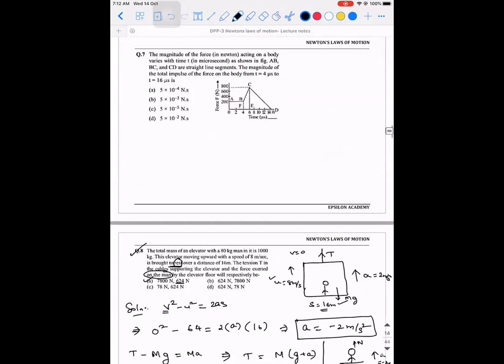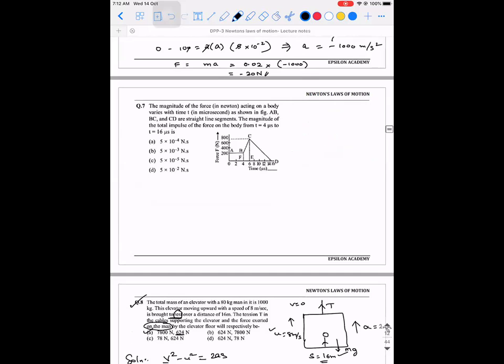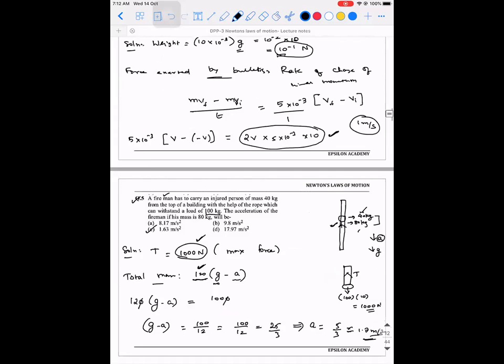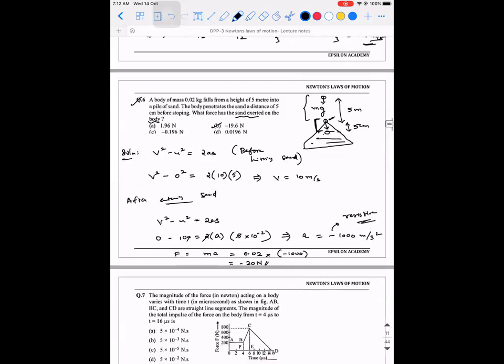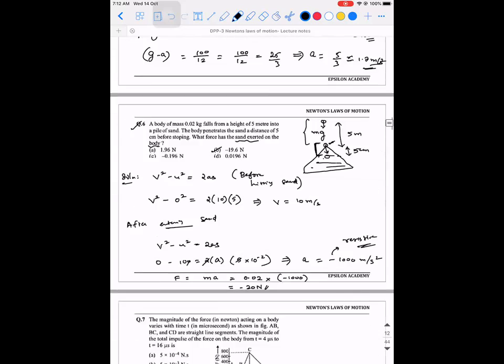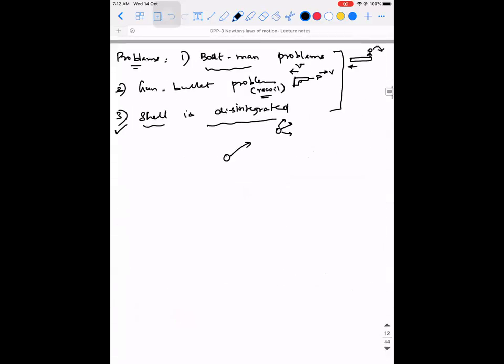So I was waiting to explain the concept of impulse. Okay. So what is Newton's second law, guys? So can someone tell me what is impulse?